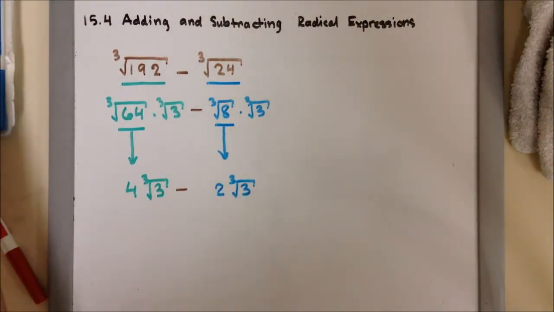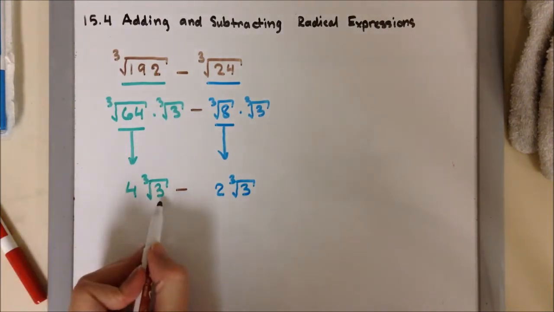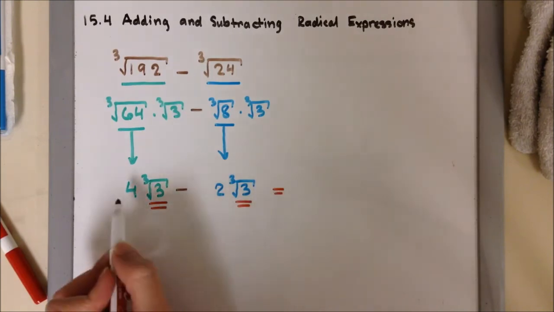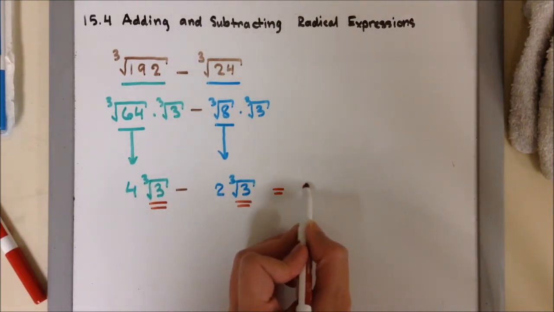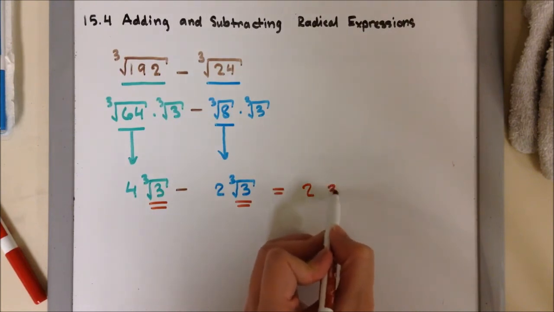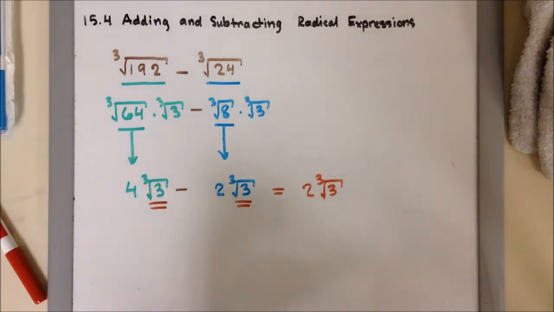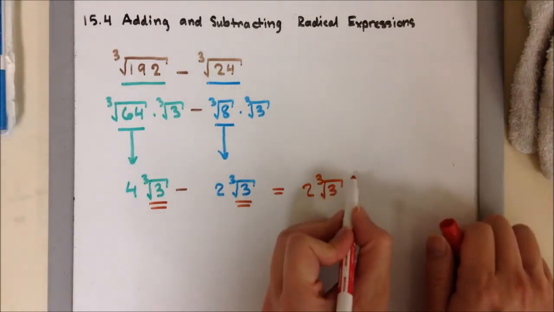Now since both of my radical expressions have the cube root of 3, that means that I can combine my outside numbers, 4 minus 2, which is 2, and then carry the cube root of 3. So that would be my final answer. Let me box that up.